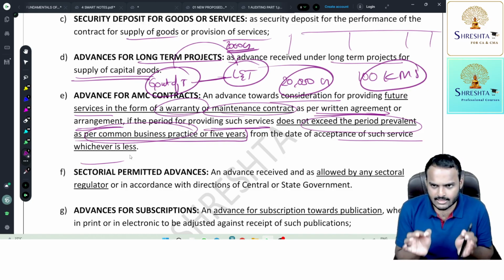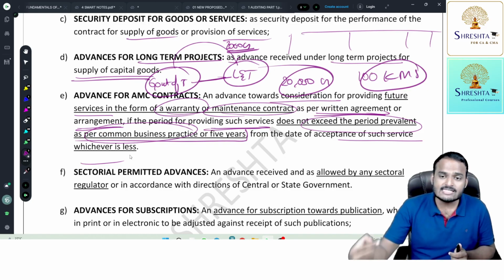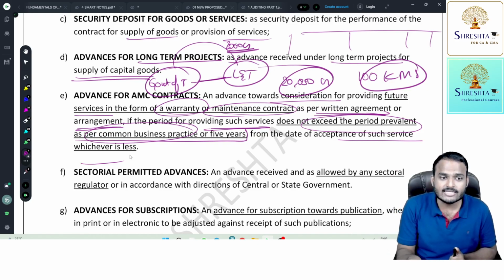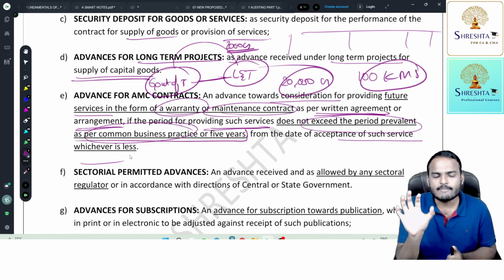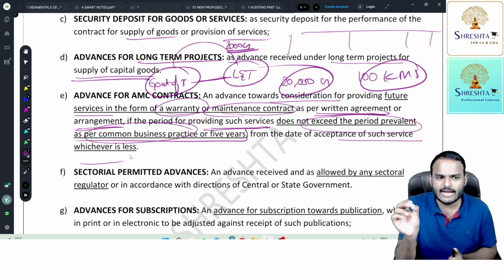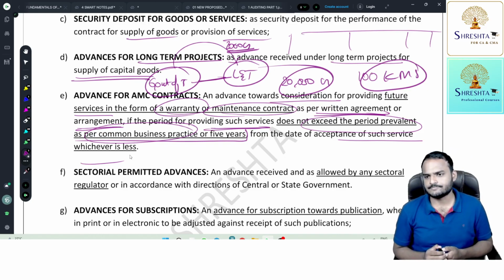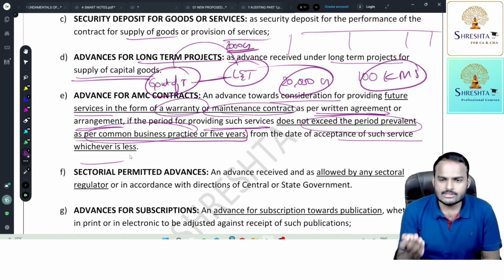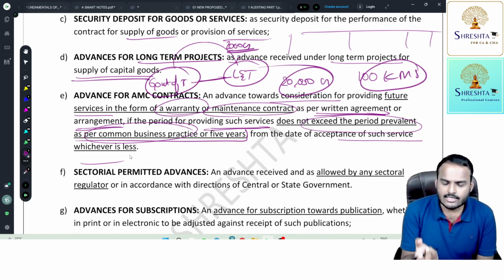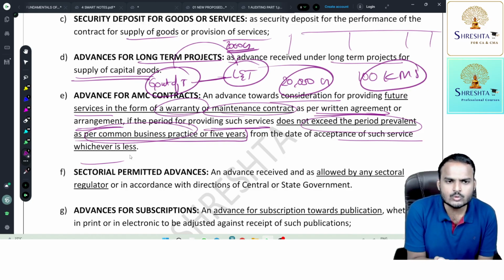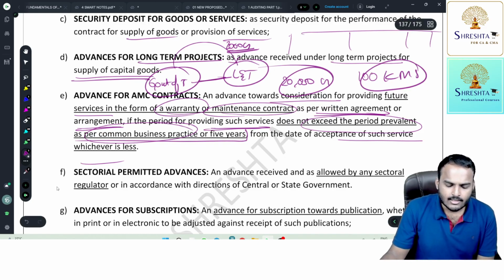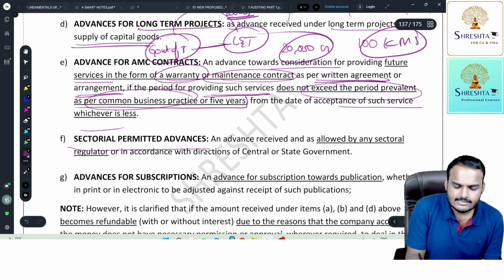Now the concept here is that a company receiving advances under such AMC contracts is not treated as deposit, but the point is the amount should be equivalent to a maximum of 5 years or any practice relevant in that business. Understood? Suppose in that business practice, generally companies will accept 2 years advance, sir. Then 5 years is not relevant. 2 years is the relevant point. Maximum 5 years.